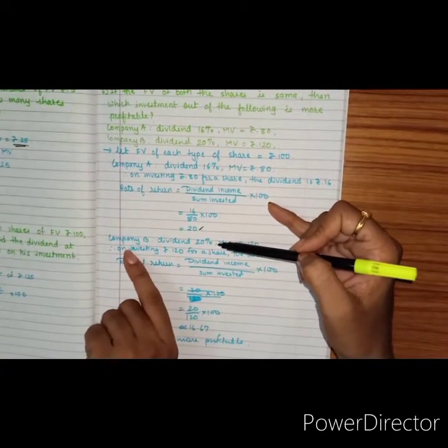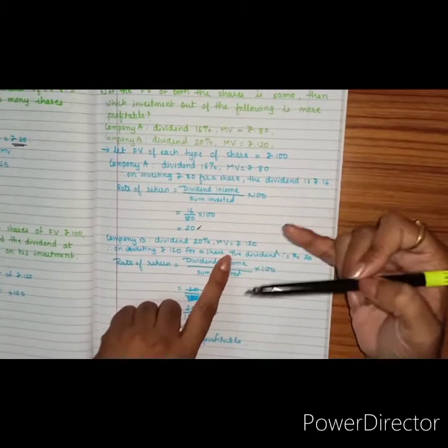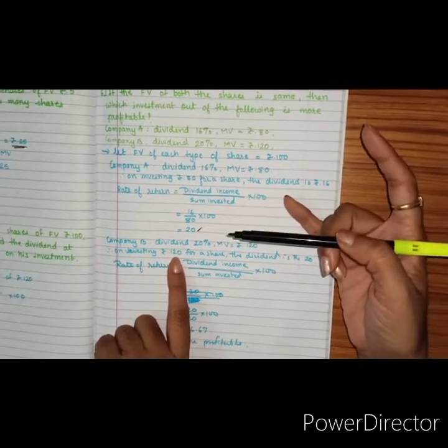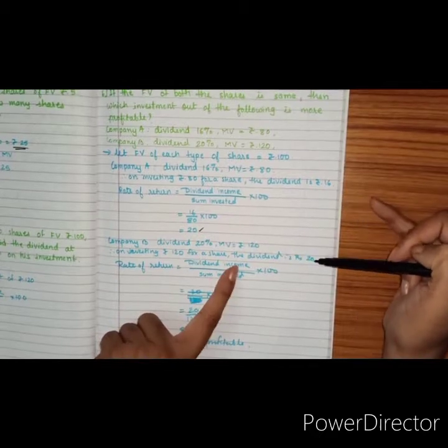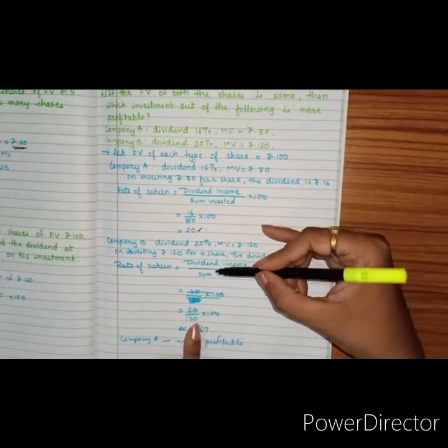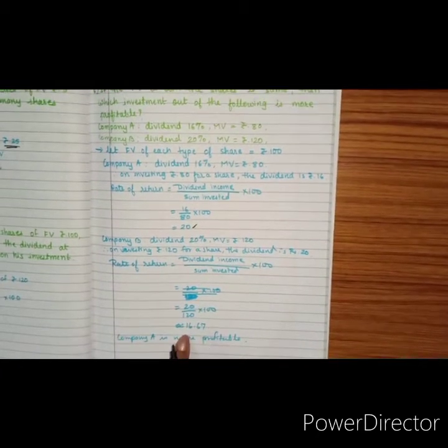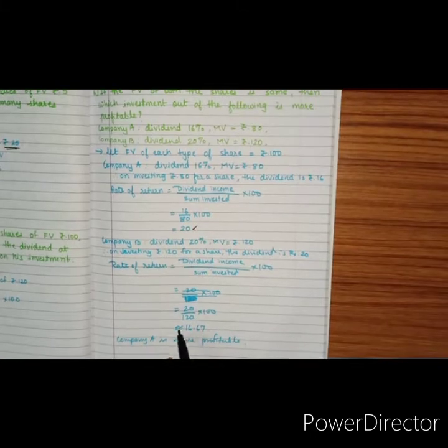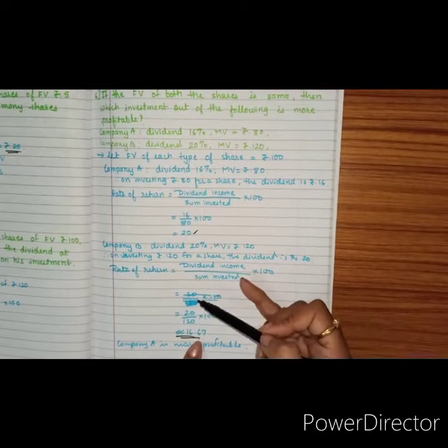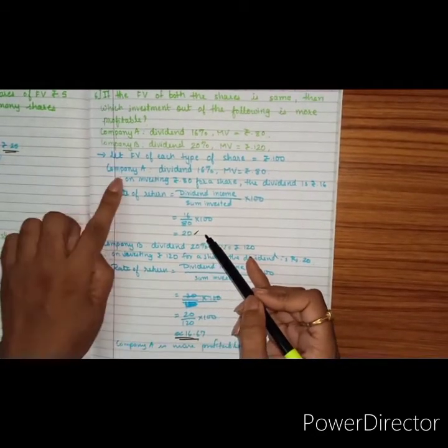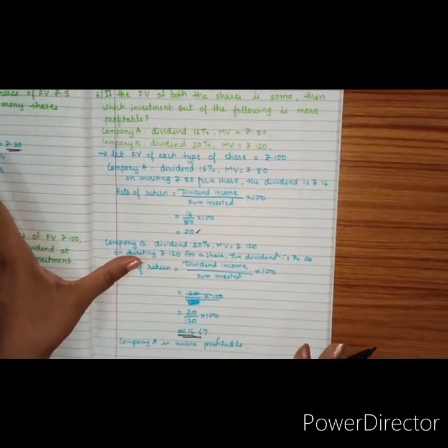Now company B, dividend is 20% and market value is 120. It means if you invest 120 for a share, dividend according to 20% will be rupees 20. So here rate of return will be 20 upon 120 into 100, that is 16.67, approximately. Now which is greater, 20 or 16.67? 20 is greater. So which company? Company A is more profitable. That is your answer.